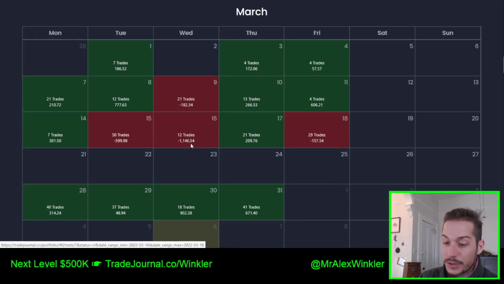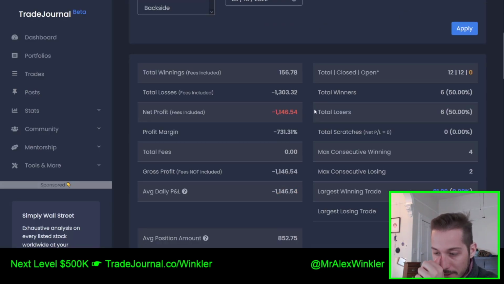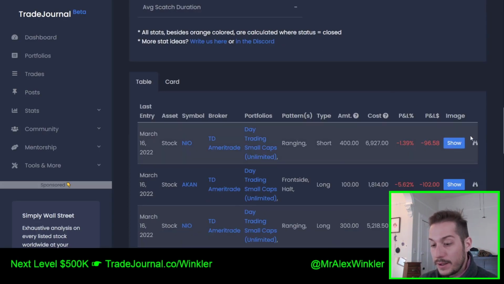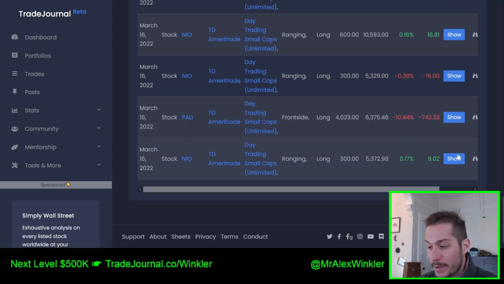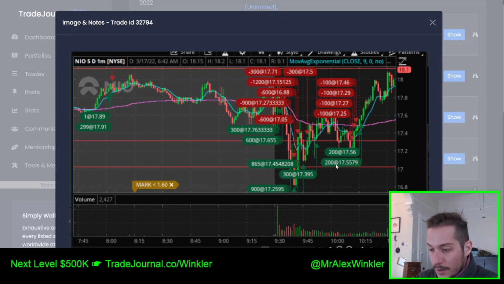I have 12 trades and I'm down. I hit my max loss in the day. That's frustrating. I actually remember this day where I should have stopped trading, but I kept on trying to get away from my max loss and it didn't really work. Yeah, I don't have to say what I did wrong here.